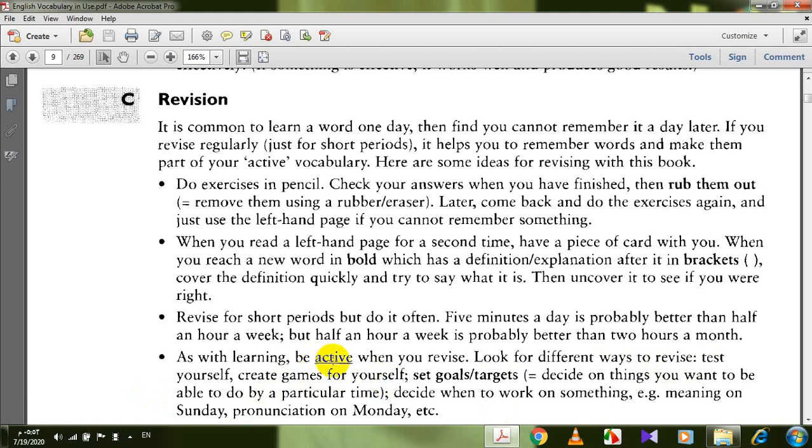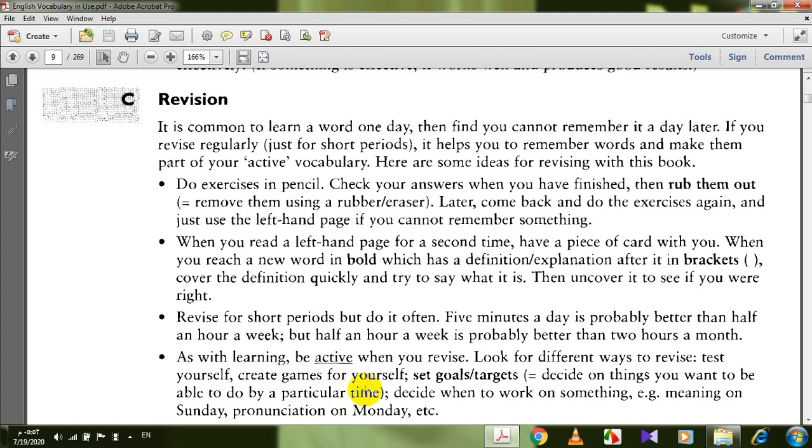So being active means that you have to do something different. Don't just read through the book. Don't just go through the book with your eyes. Reading is not enough. You have to do something different in order to be active. Like what? Test yourself. Try to make a game for yourself.